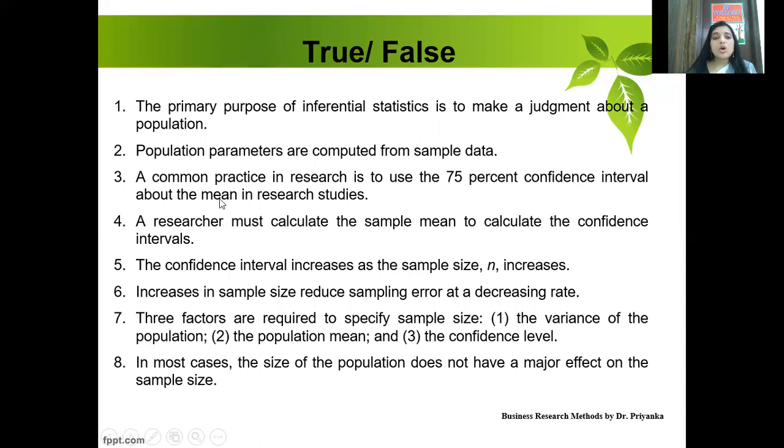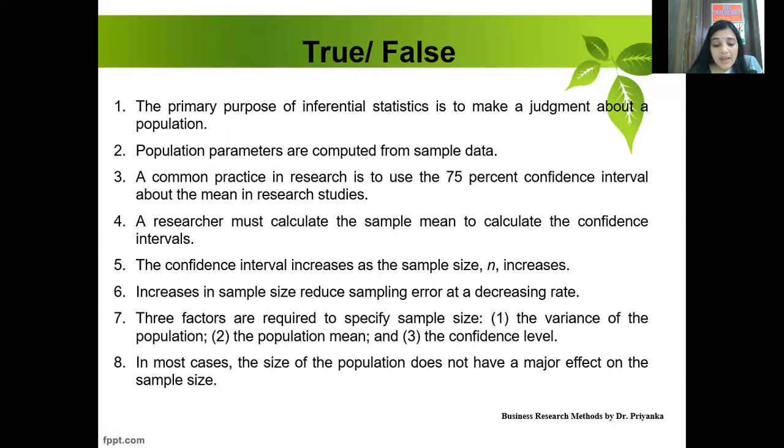So it is false. Third, common practice in research is to use the 75% confidence interval about the mean in research studies. Is it? No, we use 95% confidence interval. So it is false. Fourth is, a researcher must calculate the sample mean to calculate the confidence intervals. Is it? Yes, we generally calculate sample mean first and then we go with calculating other things. Fifth, the confidence interval increases as the sample size n increases. Is it so?